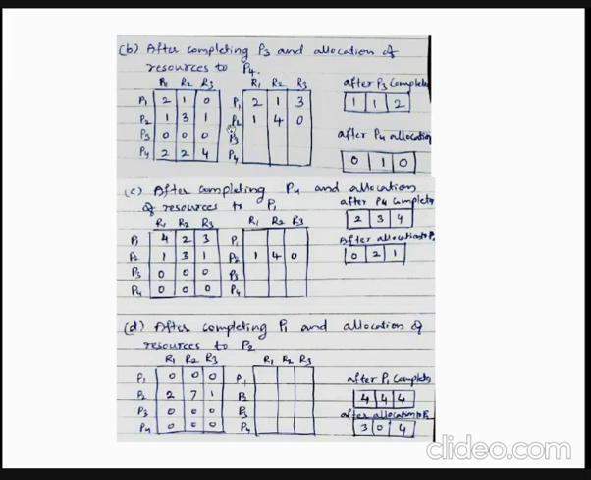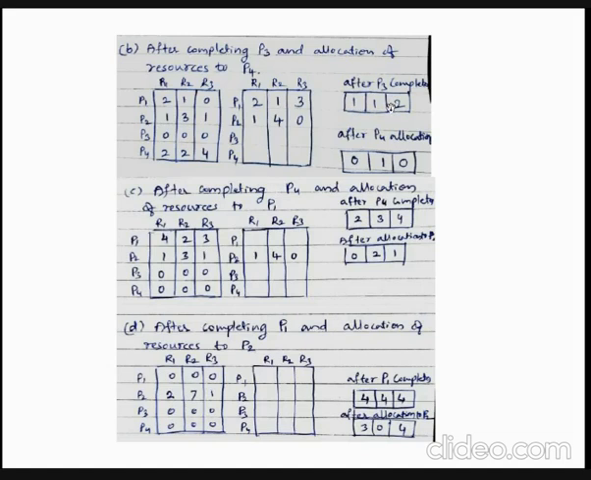Okay, students, first we assume that P3 has completed its execution. Once P3 completes its execution, the allocated resources for P3 will become 0, 0, 0. And the resources which were allocated for P3 will be added to the free resources. So after P3 completes its execution, these resource states will be updated as 1, 1, 2. The resources which were allocated to P3 will be added with existing resources.